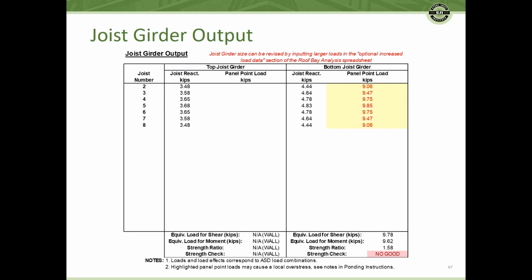Joist girder output is shown in this table. For this example, the top joist support was defined as a wall, so no results are given, other than just the joist reaction. The bottom joist support is a joist girder, and the bay was assumed to be mirrored. So each panel point load is twice the joist reaction plus the weight of the joist girder. Panel point loads larger than the allowable load indicated in the joist girder designation are highlighted in yellow and red, and a strength ratio based on the shear and moment envelopes is given.